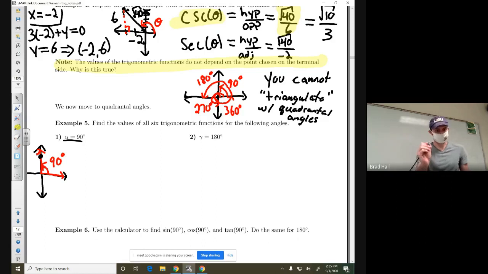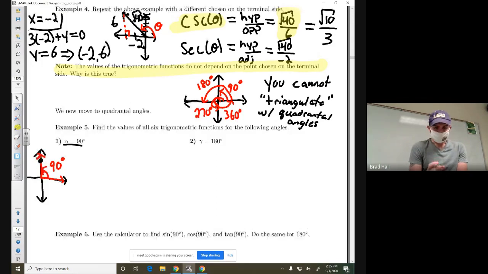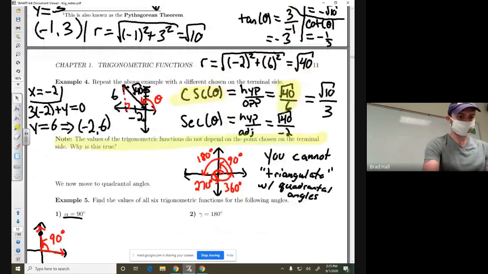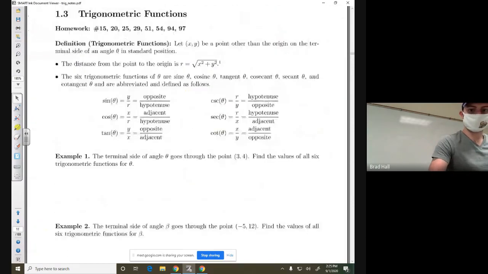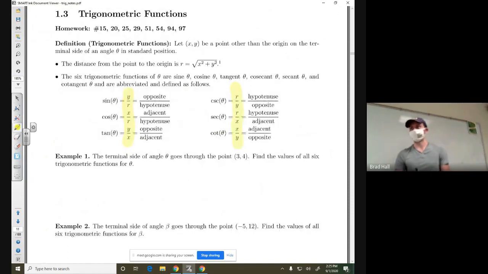If you find a point on the terminal side, you cannot just drop it straight down and form a right triangle, which means you have to use the formulas. And when I say formulas, if I scroll up right fast, the formulas I'm referring to are the x's, the y's, and the r's. There's no concept of opposite, hypotenuse, and adjacent because there's no visualization regarding a triangle. So we have to use x, y, and r. That's why it's important to know both definitions here.